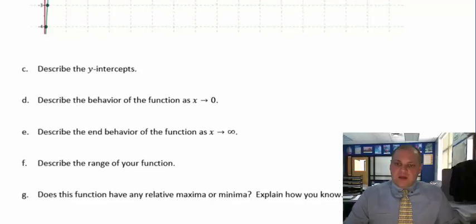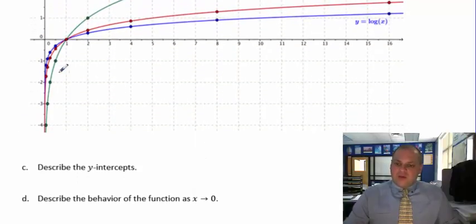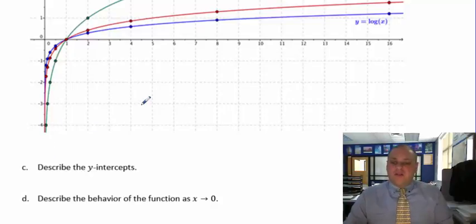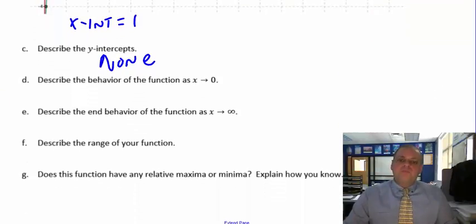Now we need the y-intercepts. Okay, so what are the y-intercepts? Well, if it doesn't hit the y-axis, then that means there are no y-intercepts. So we'll say none there. They didn't ask about the x-intercepts, but the x-intercept is 1. For all these graphs, the x-intercept is 1. Hopefully you're starting to notice that with our logs. Maybe you noticed that already.